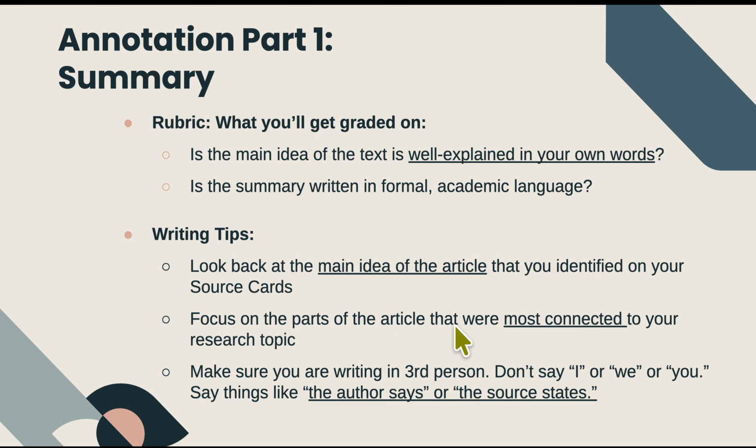Also, focus on the parts of the article that were most connected to your research topic. If there were some parts that weren't super relevant, focus more on what was important to your topic. And make sure you're writing these in the third person perspective. So you won't be saying like, I read this, or we think that this is the solution. Instead, you want to focus more on the article itself. Say things like, the author says this is the solution, or the source states that 50% of people, blah, blah, blah. Look at it a little more objectively in third person.